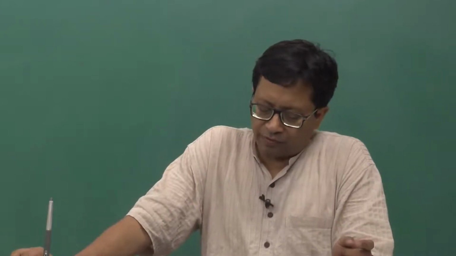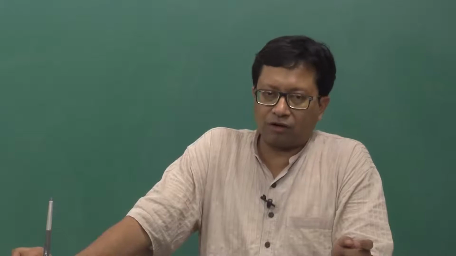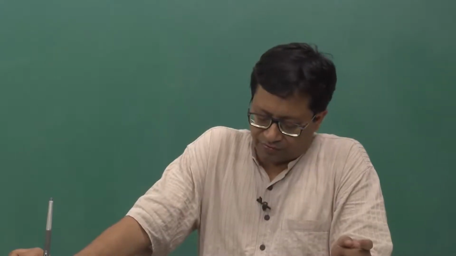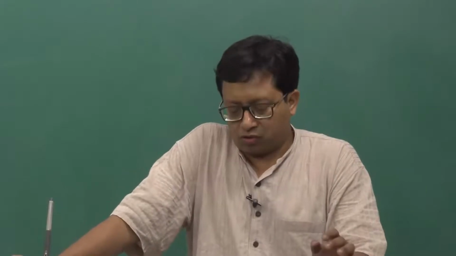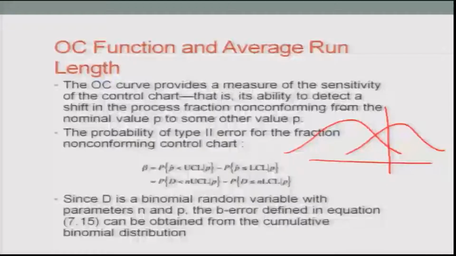Now, the probability of type 2 error for the fraction non-conforming charts is basically given by the fact that, given P, you want to find out. So, this value basically means given P you want to find out that the upper control limit is basically more than P hat. And here what you want to find out is basically there are two types of errors.